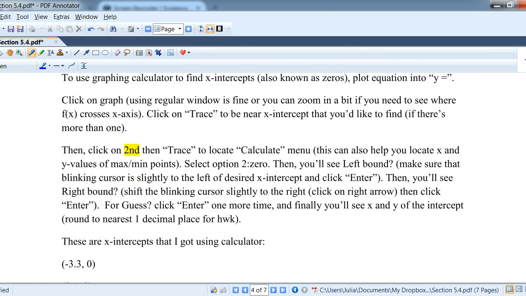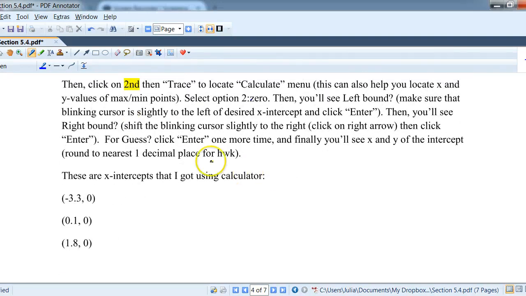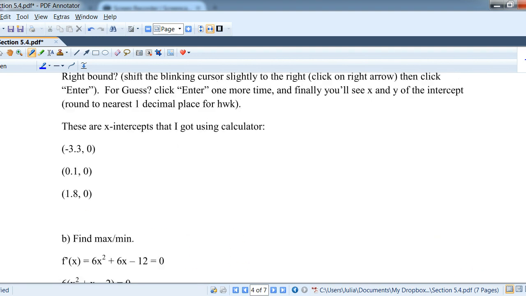It may take a couple of tries, and then it gets a little bit quicker as you get used to it. You have to round it to the nearest 1 decimal place for homework. This is what I got for this function: -3.3, 0, and the third one I got 1.8, 0. Occasionally on your homework, the value may be close to 0, for example 0.03, so you may have to round it to 0.